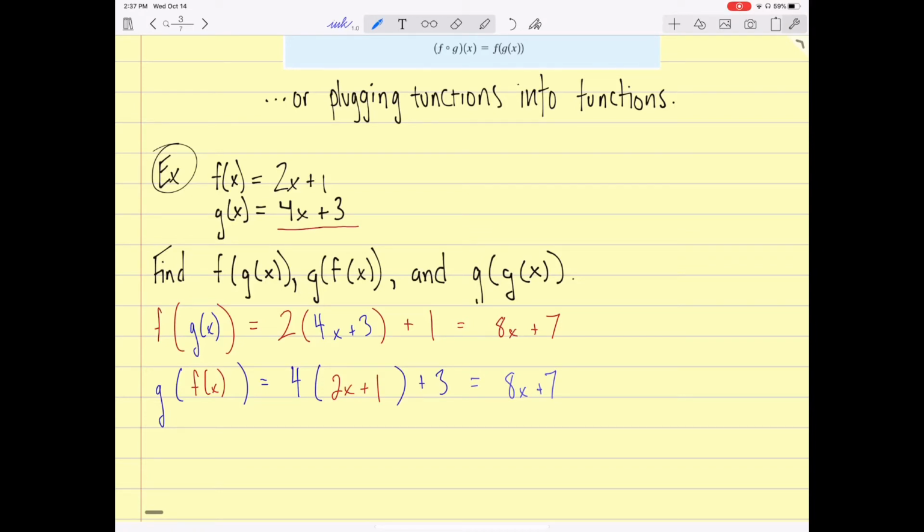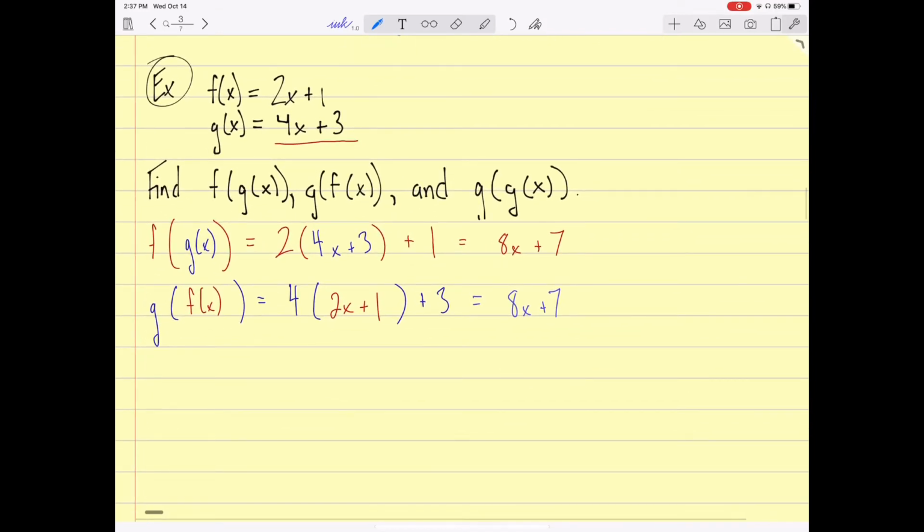Okay, so g of g of x. Well, that's plugging g into g. So we have g of g of x. And again, g is 4 times whatever we're evaluating at plus 3. And we're plugging g of x in for x. So this would be 4 times 4x plus 3. So we'd have 16x plus 12 plus 3. So 16x plus 12 plus 3 is 16x plus 15. So for all of those questions, that's all we're doing. We're just taking the function itself and plugging it in for the variable.